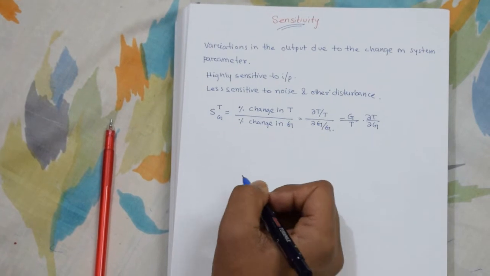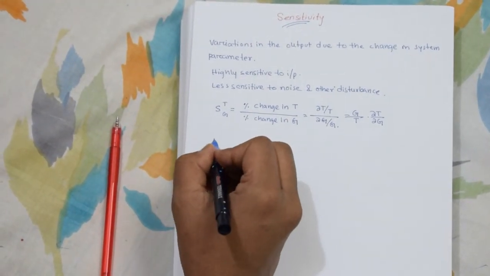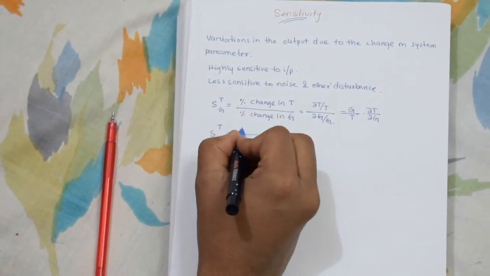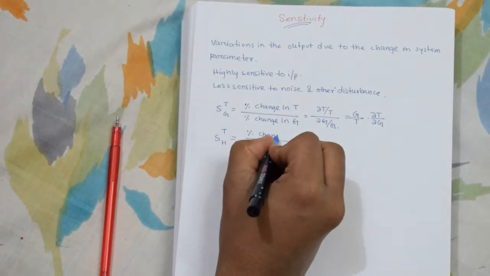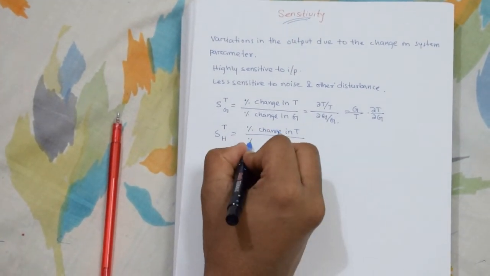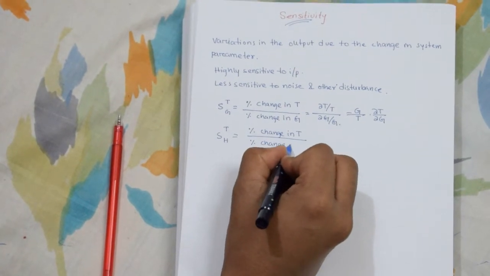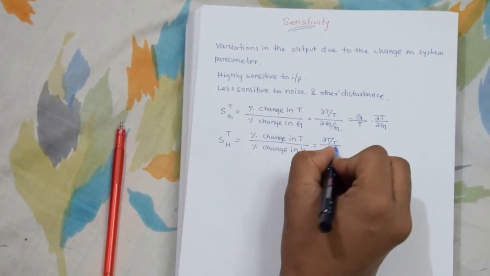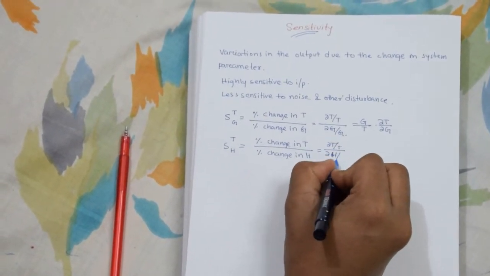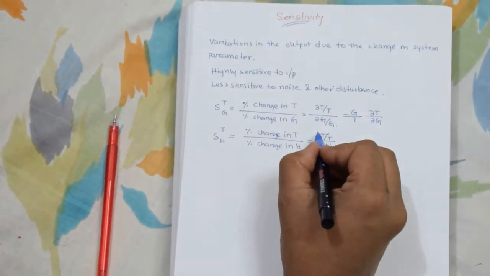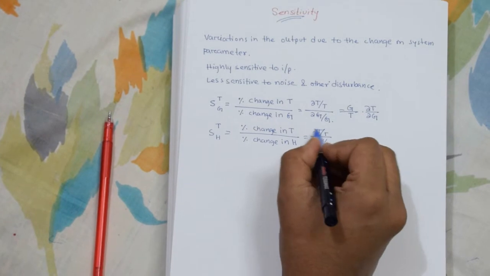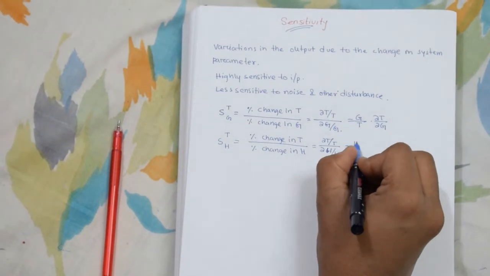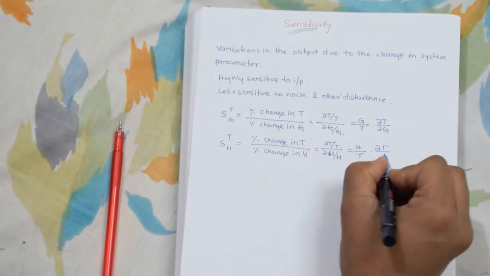Now let us see the sensitivity of a transfer function with respect to feedback. Here also it will be the same thing, percentage change in transfer function by percentage change in feedback, which we can write as ∂T/T by ∂H/H. Here it is a partial differential, which is ∂, it's not d. We can write this term as H/T into ∂T/∂H.